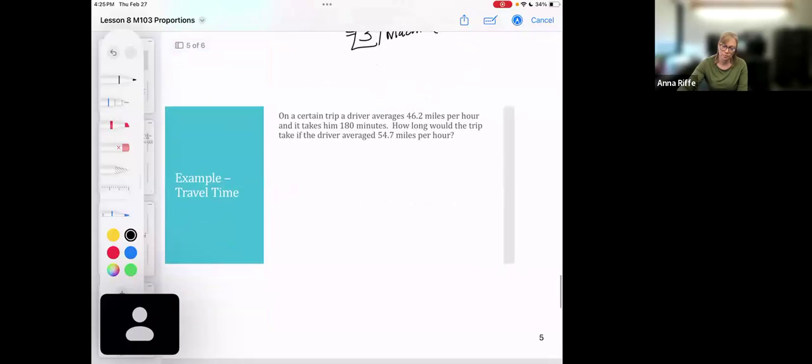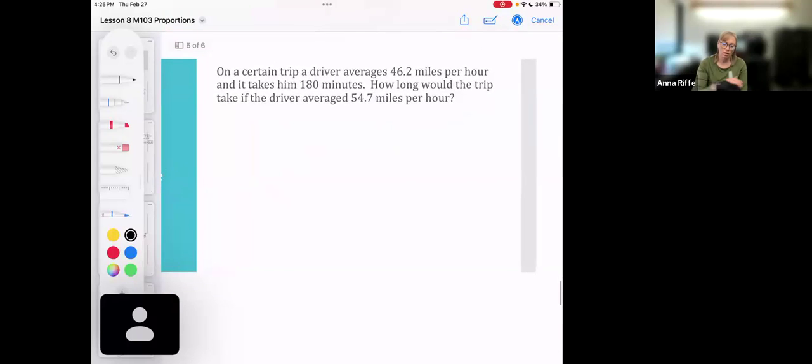Let's do another one. On a certain trip, a driver averages 46.2 miles per hour, and it takes him 180 minutes. How long will the trip take if the driver averages 54.7 miles per hour?